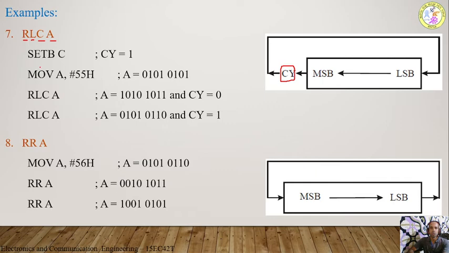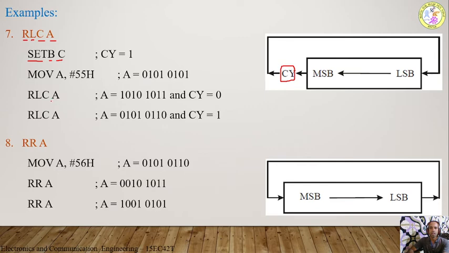So we are having this code, set bit C. What is the function of the set bit? Set bit, as the name itself indicates, is going to set the carry flag. Now carry flag becomes 1. Initially I have made carry equal to 1. Then I have taken the initial data 55 into the accumulator register. I will write it in binary. This is the binary equivalent of 55.